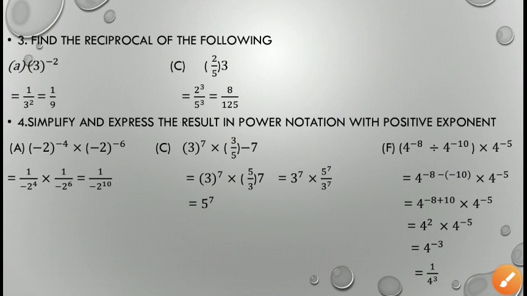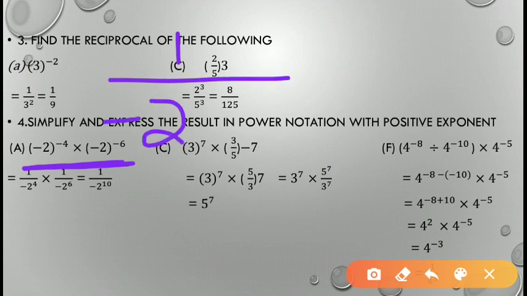Fourth question is simplify and express the result in power notation with positive exponent. Positive exponent means you need to write the following question in fraction form, numerator upon denominator, and positive exponents means the power should be plus. The power should be positive. So first of all, convert this minus 4 into plus 4. How will you convert? Just simply write 1 upon minus 2 and the power will be 4.